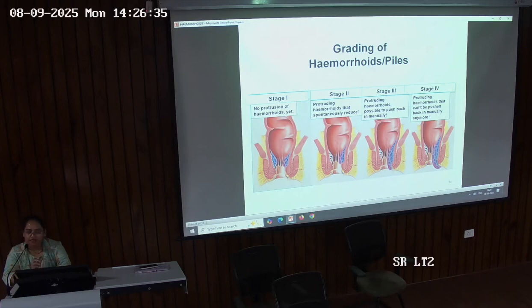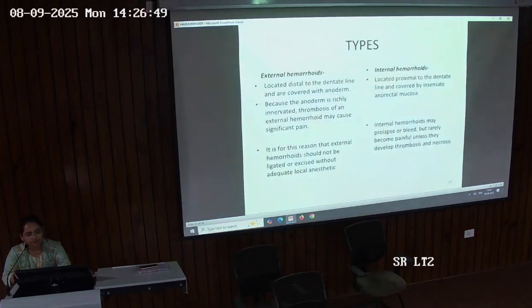Patient is saying कि हाथ से push करते हैं तो चला जाता है. In grade 4, there is complete prolapse of piles that cannot be pushed in manually. All the grades may or may not be associated with bleeding. Types are external hemorrhoids and internal hemorrhoids. External hemorrhoids are located distal to the dentate line and covered with anoderm, whereas internal hemorrhoids are located proximal to the dentate line and covered with insensate anorectal mucosa.